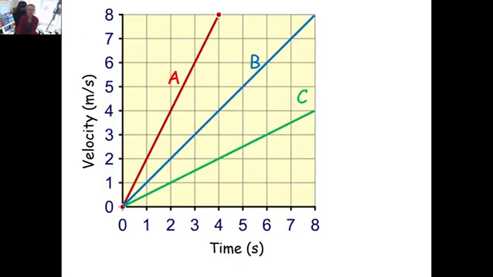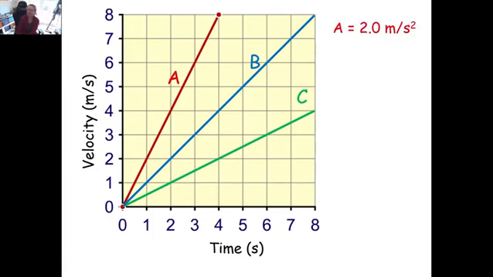Okay, I would like you to pause the video now and just have a go at working out the acceleration of these three objects. We know a straight line like that means these objects are moving with a constant acceleration. So pause the video and just work out what the acceleration is for each of those objects.